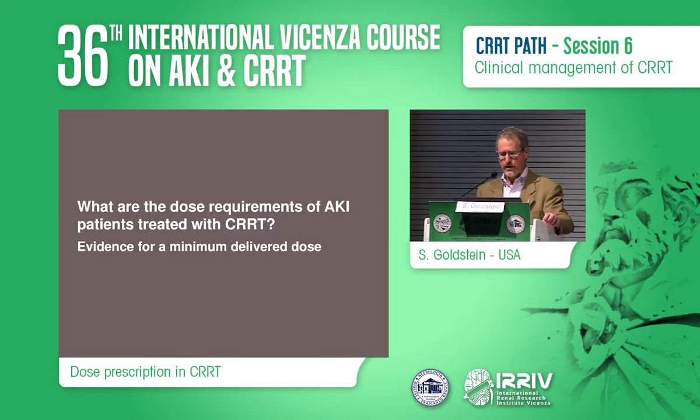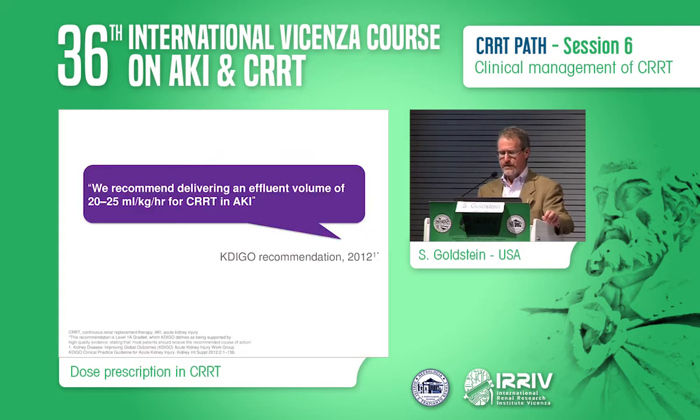So what are the dose requirements of AKI in patients who are treated with CRRT? Is there evidence for a minimum delivered dose? Well, the KDIGO recommendation stated that a delivered effluent volume of 20 to 25 mL per kilo per hour should be prescribed or delivered in patients who have acute kidney injury. And the recommendation states, and Paul will get into this later, that a higher dose should be prescribed in order to deliver this 20 to 25 mL per kilo per hour due to downtime, changing of bags, access issues, etc.